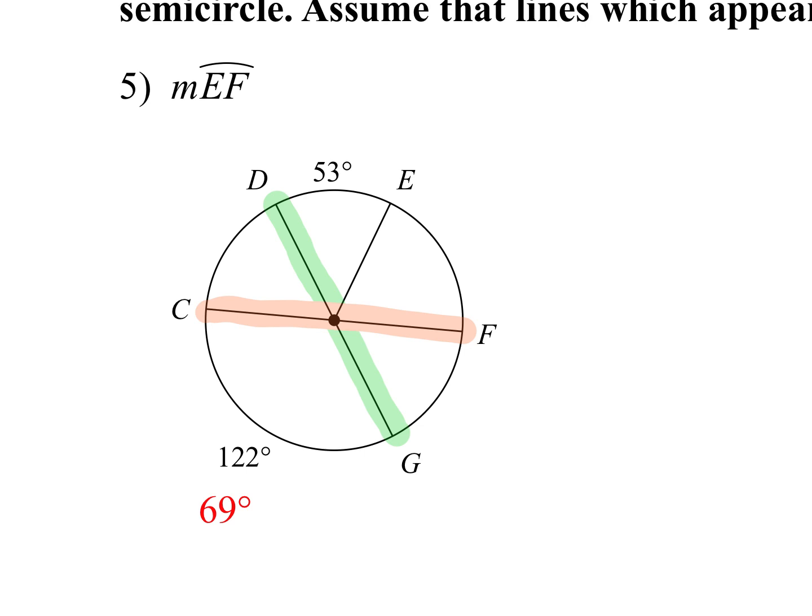What I recommend when you do these, I know we're looking for arc EF, the one that we don't know, but I would start out with the ones you do know and work around until you get to the one you're looking for. For example, we start at the 122, which is right here, CG. I know this whole half underneath this orange is 180. So how can I find what FG is if I know CG?